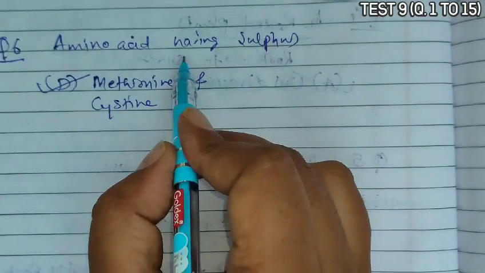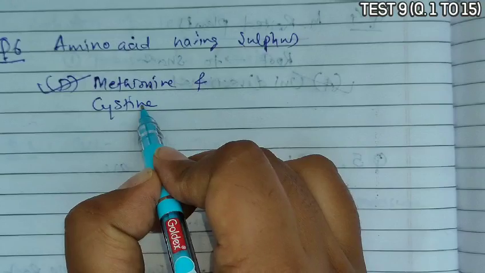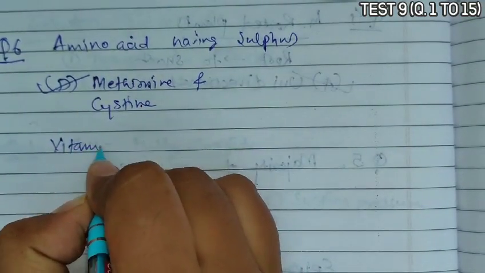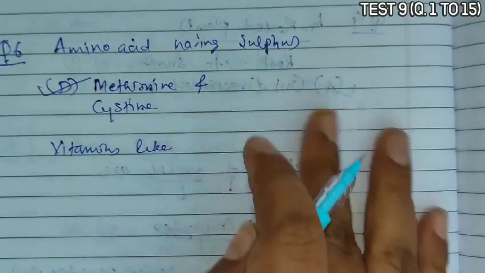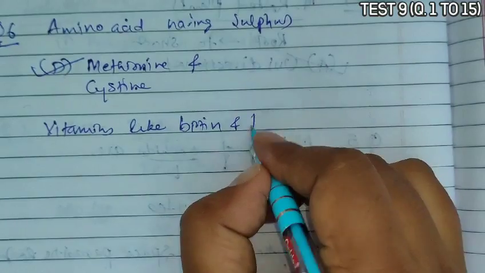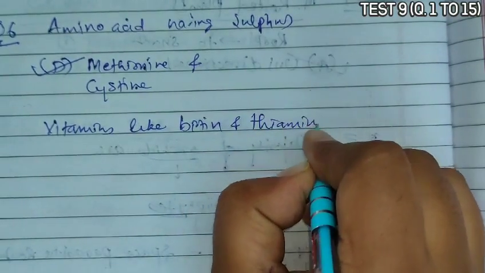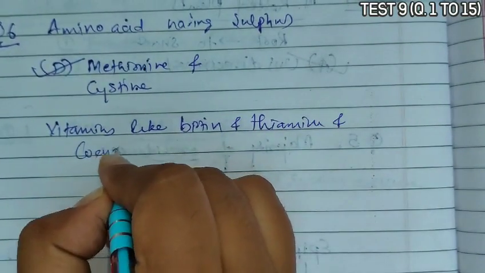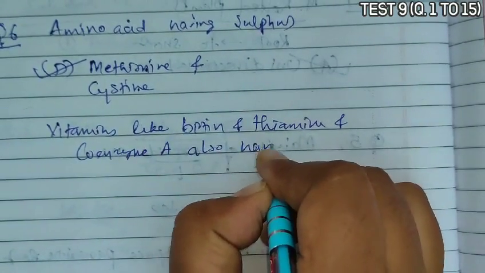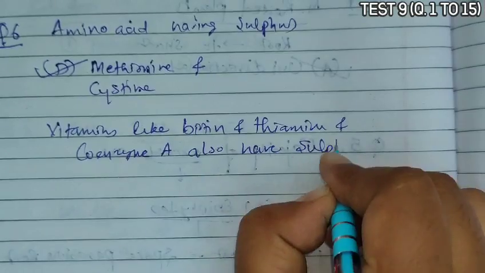Now the amino acids which are sulfur containing are methionine and cysteine, but along with that, vitamins like biotin and thiamine and coenzyme A also have sulfur.